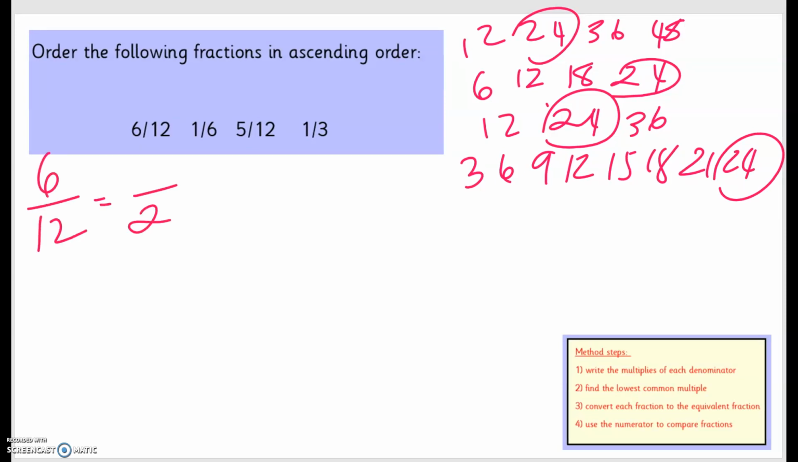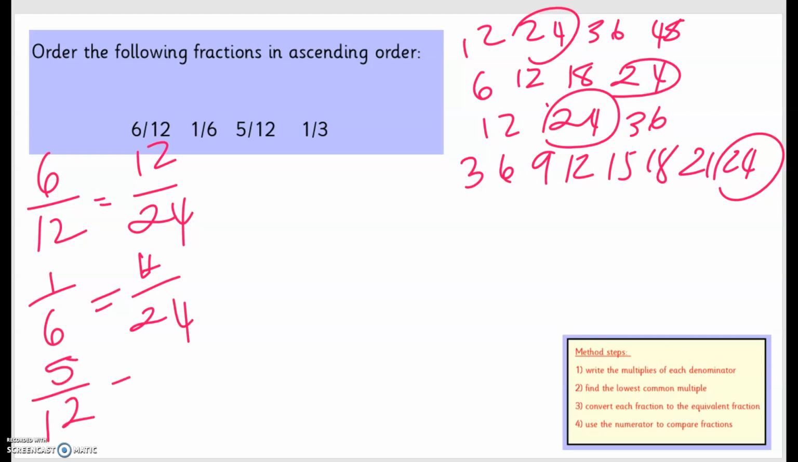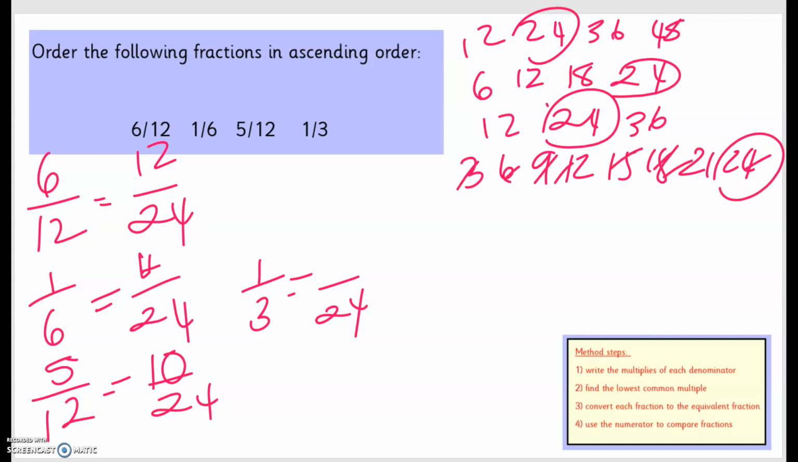6 12ths into 24ths: 12 times 2 is 24, 6 times 2 is 12, which gives me 12 24ths. 1 6th into 24ths: 6 times 4 is 24, 1 times 4 is 4, so I've got 4 24ths. 5 12ths: 12 times 2 is 24, 5 times 2 is 10, which gives me 10 24ths. And finally 1/3 into 24ths: 3 times 8 is 24, 1 times 8 is 8.